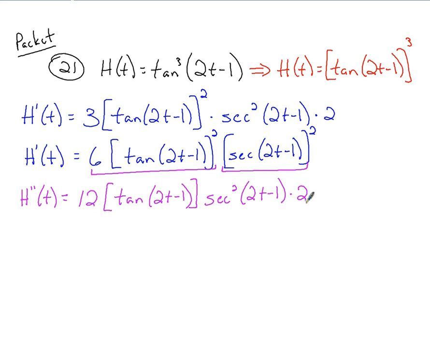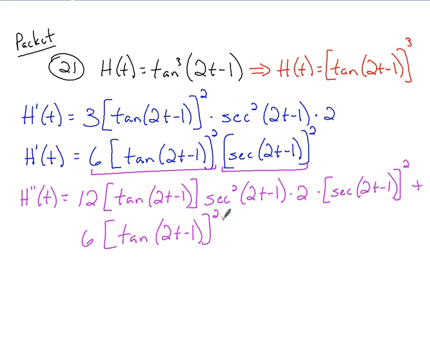Continuing with the product rule now, we tack on the second part. So we can say secant squared of 2t minus 1, or secant of 2t minus 1, all that squared. Add on the first part, unchanged, so 6 times the quantity, tangent of 2t minus 1, all of that squared, or tangent squared of 2t minus 1.